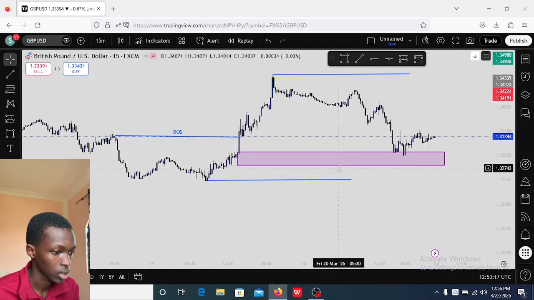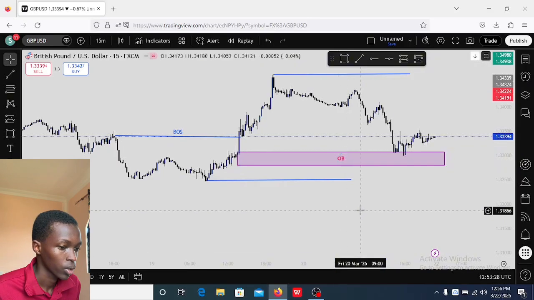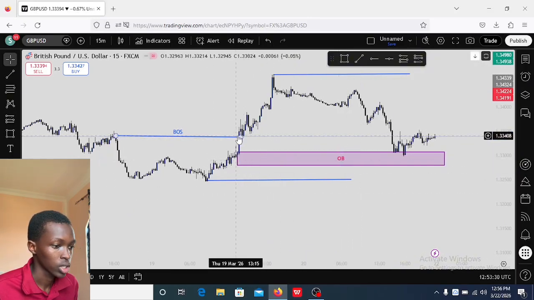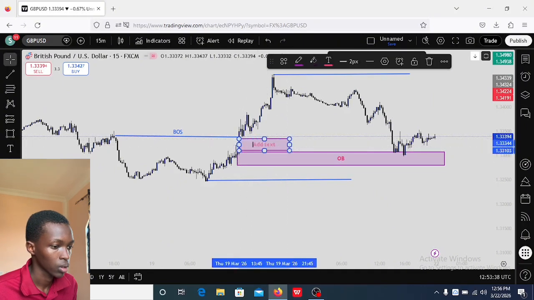I just map it out as my order block. So right now I label it OB, order block. And this is the fair value gap here, FVG.